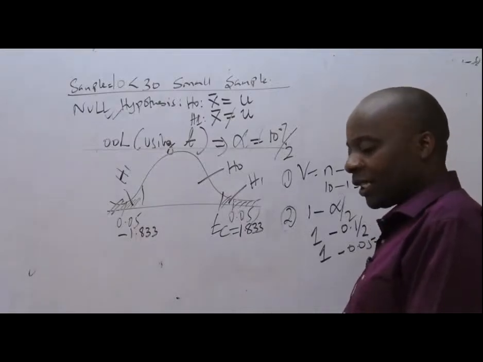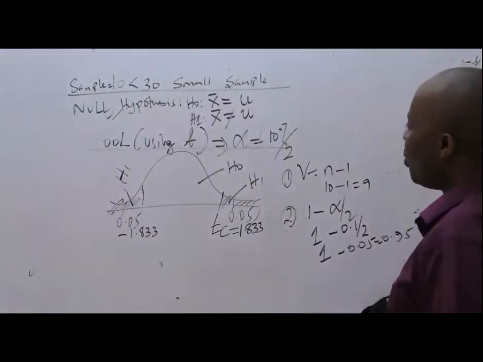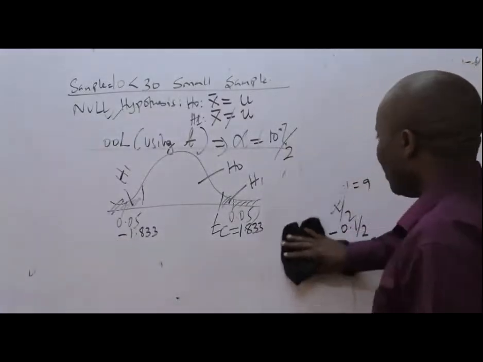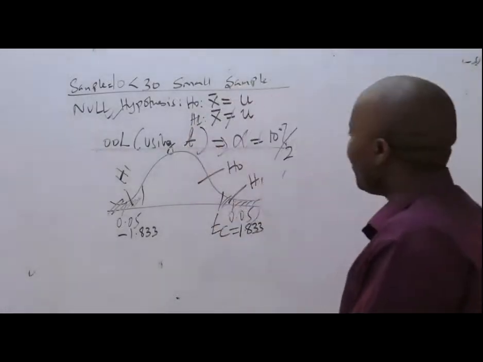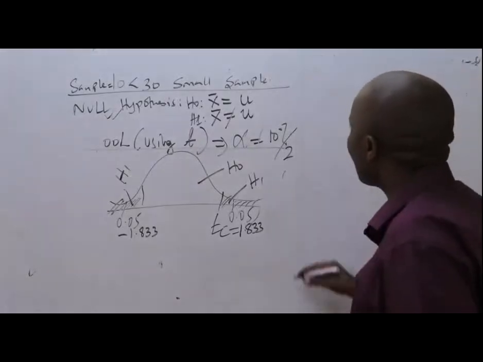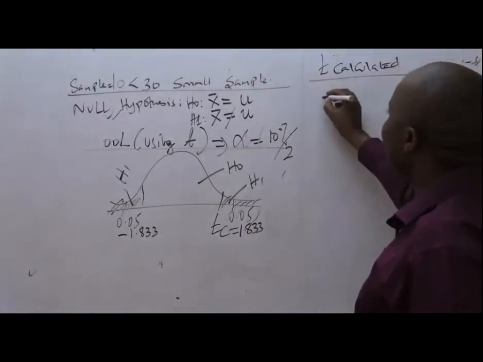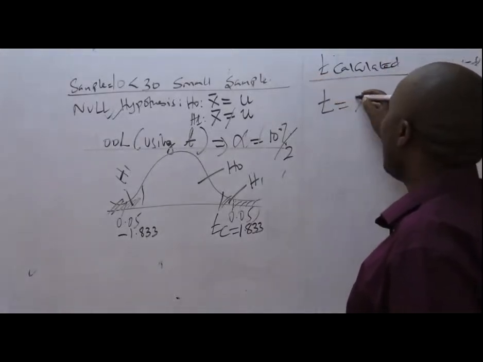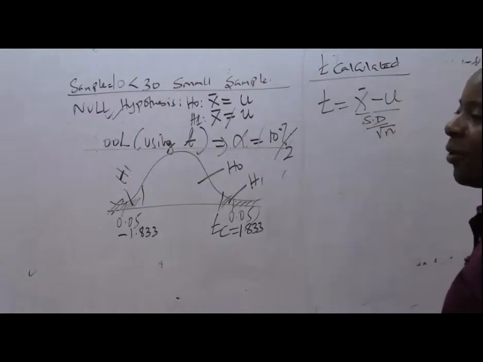So ladies and gentlemen, after that, what do we do? We've been able to put down the T critical. Now from there, we go to the T calculated, the very interesting stuff, and it comes with so many marks. So T calculated, T will be equal to X bar minus mu all over the standard error, which is the standard deviation over root of n.